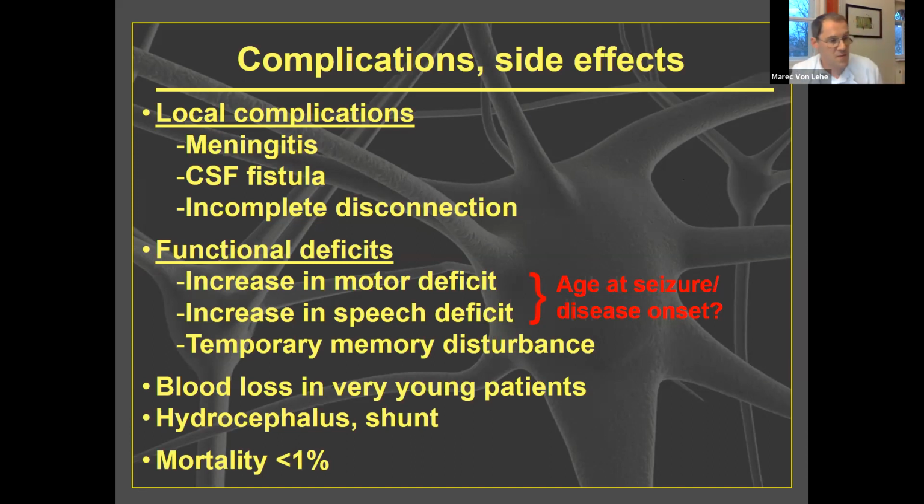With very young patients, we always have problems with blood loss or temperature regulation during surgery, and we just talked about hydrocephalus, and this is something that we can discuss later, how we approach this problem. The mortality is much lower than in the early days with hemispherectomy. Of course, we have a mortality below 1% today.